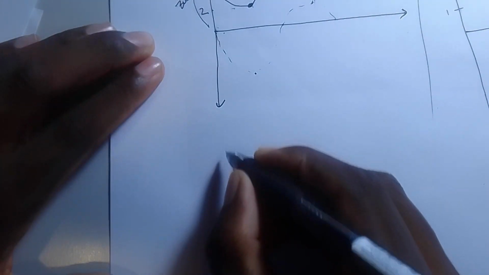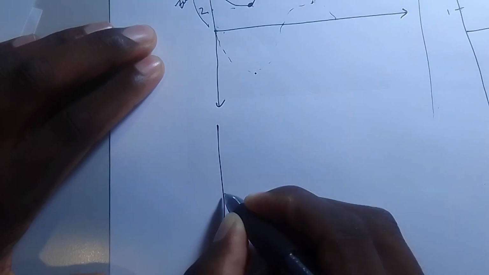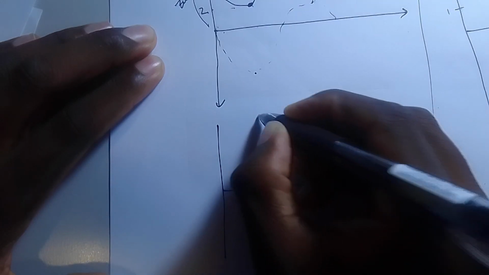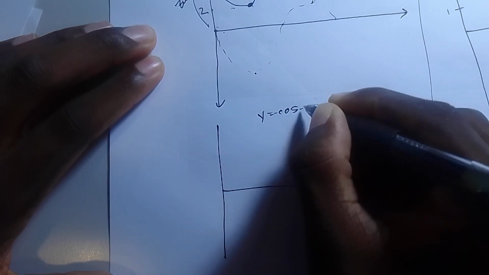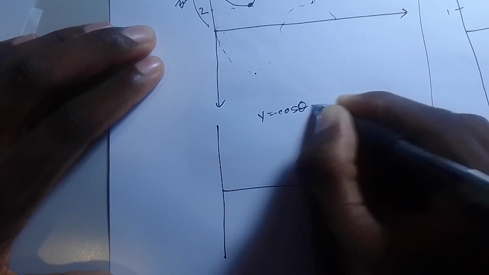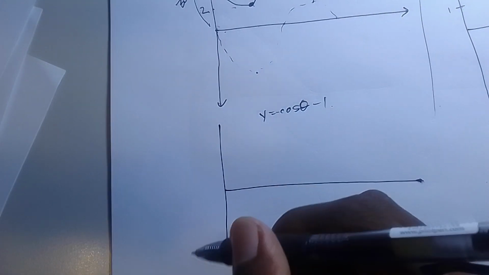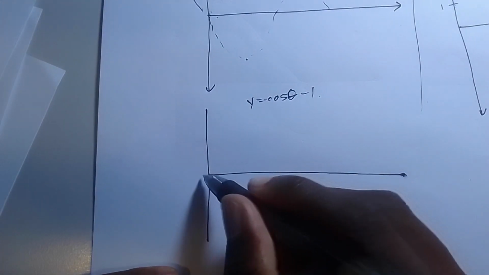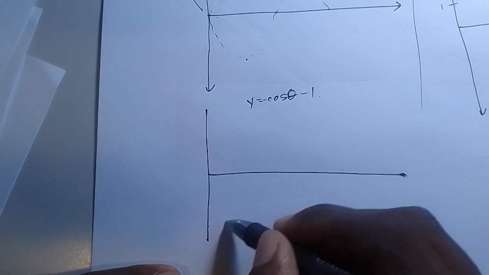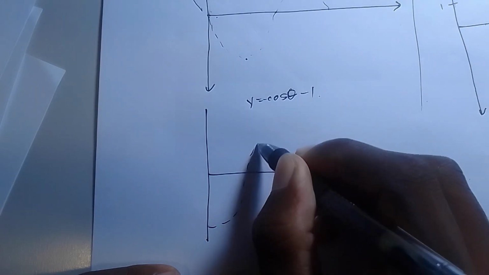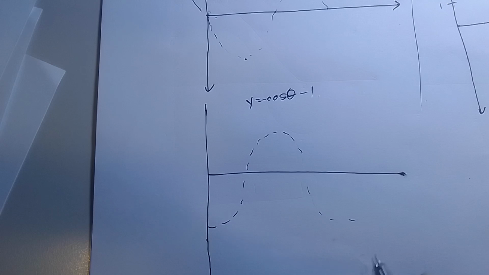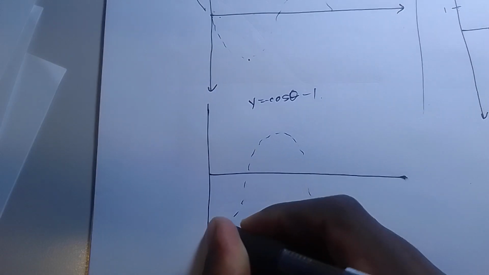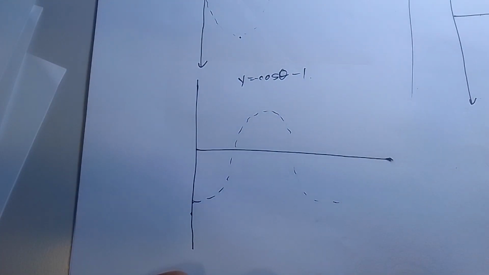Now let us go to the last one. The last one is, we look at y is equal to negative cos theta minus 1. We know negative cos theta is something like this, but now we are subtracting 1 from negative cos theta. If you subtract 1 from negative cos theta, it's going to go down, it's going to shift down.